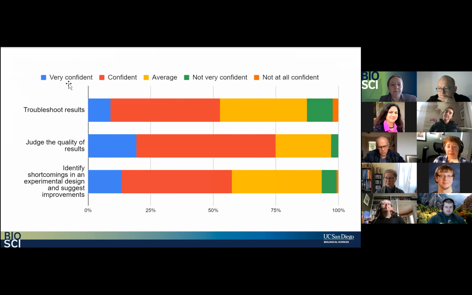And then in terms of some of the skills, how confident do they feel? So we have very confident on the left, then confident, average level of confidence. And so the smaller bars on the right-hand side represent them not feeling very confident at the end of the course. So in general, pretty decent level of confidence for troubleshooting results, judging the quality of results, and identifying shortcomings in experimental design and suggesting improvements. So these are some benefits we think of the course in general, and some of that could be attributed to having to work through these larger, complicated data sets on a very regular basis.